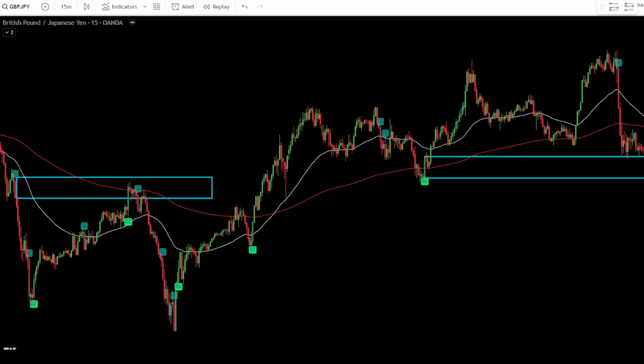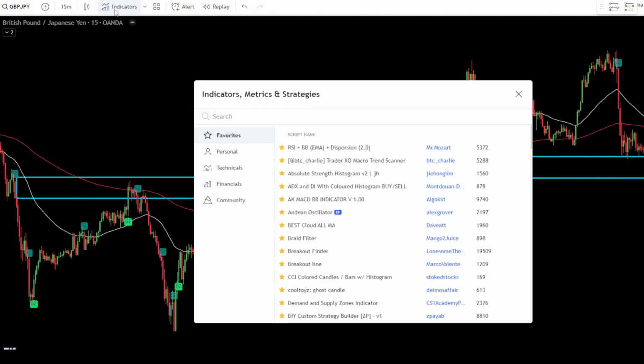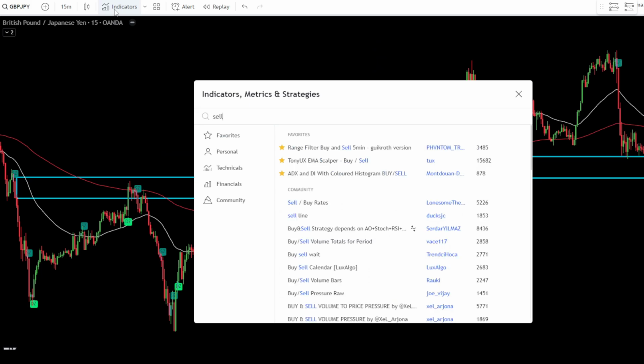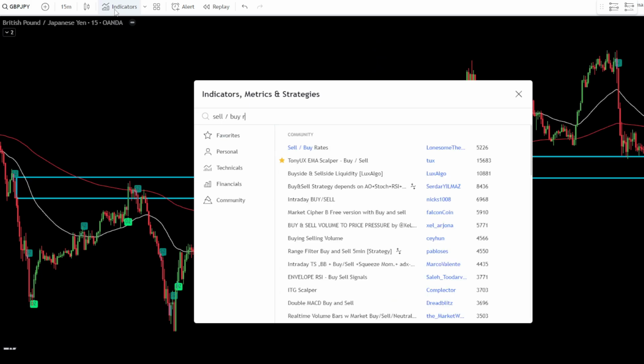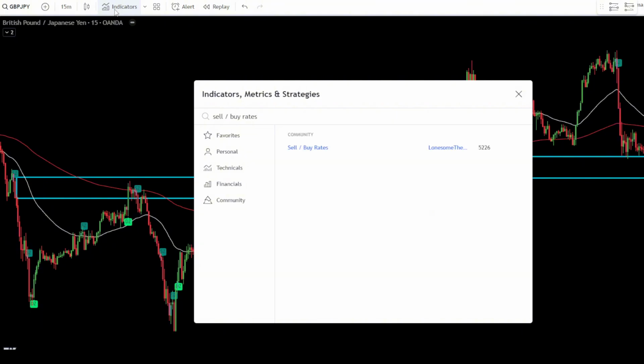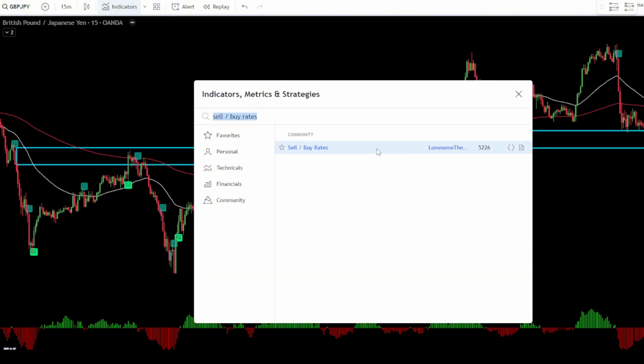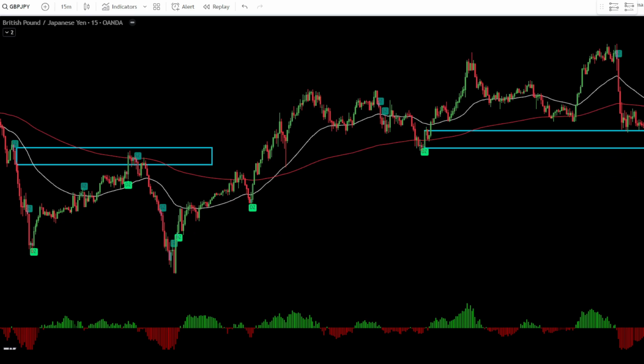To make it easier for you to use this strategy, you can add one more indicator that will serve as a guide for placing orders in the market. Go to the Search Indicator tab and type Sell by Rates. Next, select the Sell by Rates indicator by Lonesome the Blue. For this indicator, leave the settings at their default values.